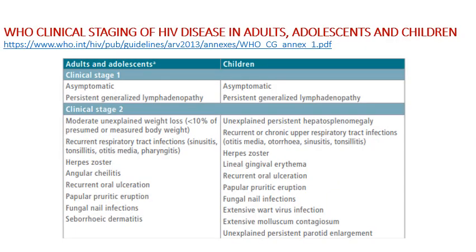Before we see the management of HIV disease, we will see the clinical staging, which is defined by the World Health Organization. You have 4 clinical stages in HIV infection. Stage 1 is those who are asymptomatic, and those with persistent generalized lymphadenopathy. When they are asymptomatic and have generalized lymphadenopathy alone, they are categorized as stage 1. In stage 2, they will have moderate unexplained weight loss, less than 10% of body weight, with recurrent respiratory tract infections, herpes zoster infection, angular cheilitis, recurrent oral ulceration, skin eruptions, fungal infections of nail and seborrheic dermatitis. When any of these symptoms are present, it is called stage 2.